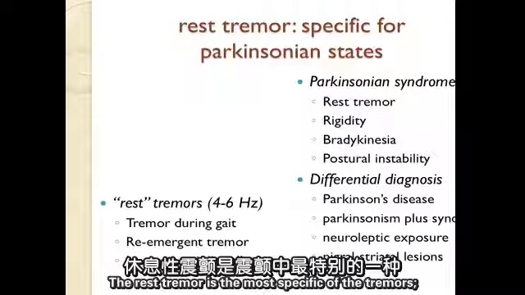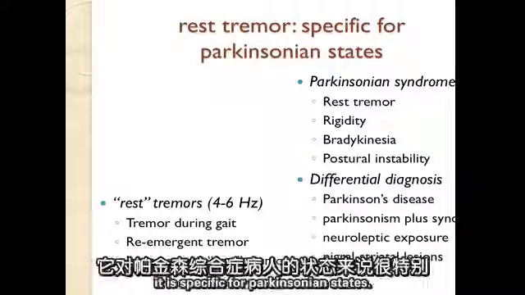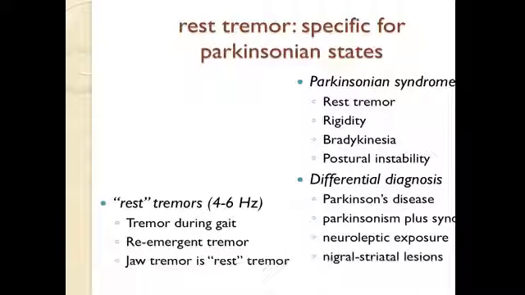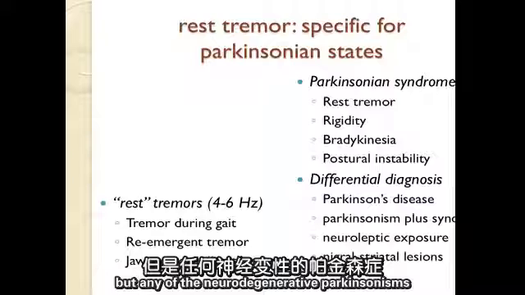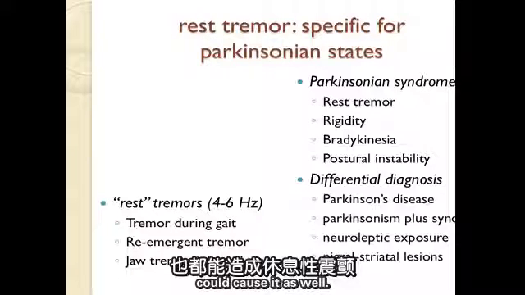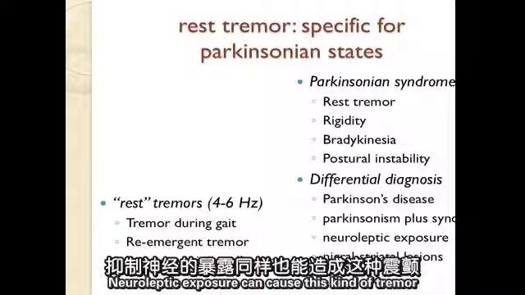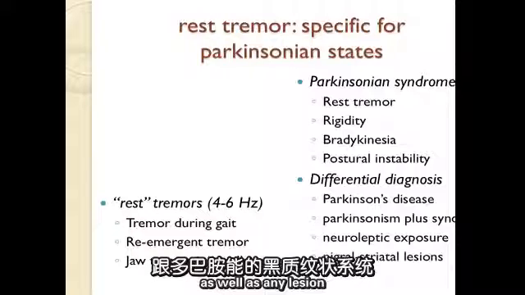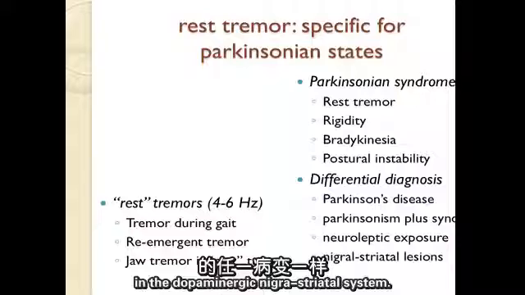So the rest tremor is the most specific of the tremors. It is specific for Parkinsonian states. Most of the time it's Parkinson's disease, but any of the neurodegenerative Parkinsonisms could cause it as well. Neuroleptic exposure can cause this kind of tremor, as well as any lesion in the dopaminergic nigral striatal system.